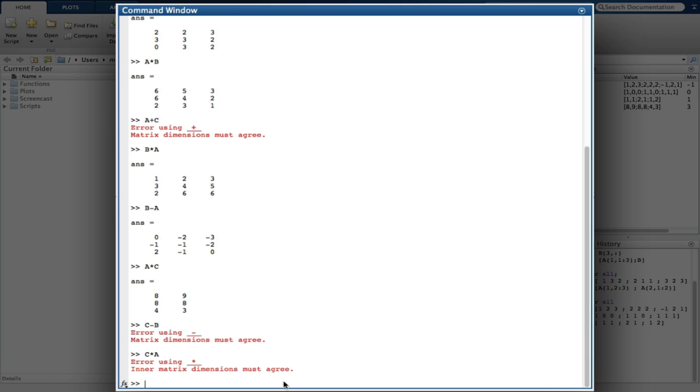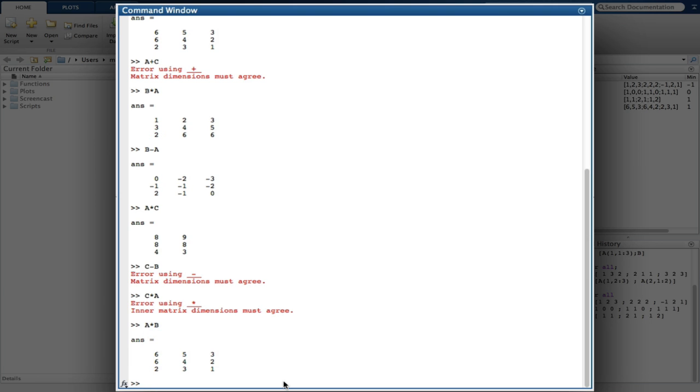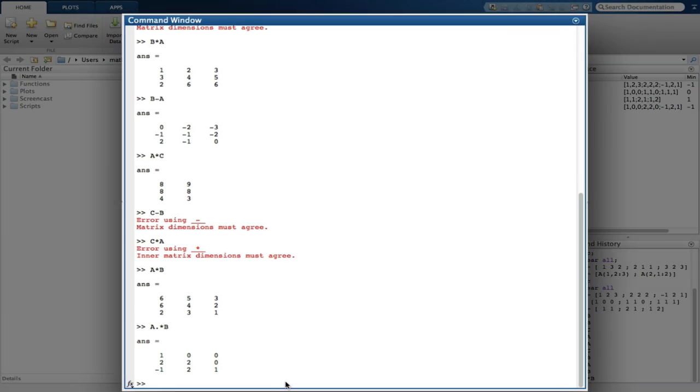Question 3, part B, asks what's the difference between A times B and A dot times B. This is a very important difference. As we've seen already, A times B is the matrix multiplication. A dot times B is the element by element multiplication. Trying this out, you will see that the answer is completely different.